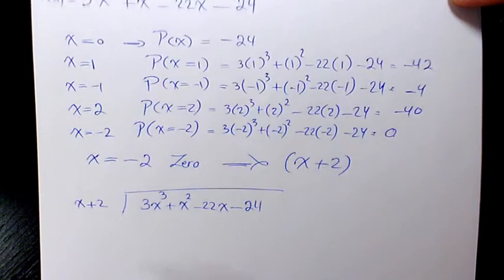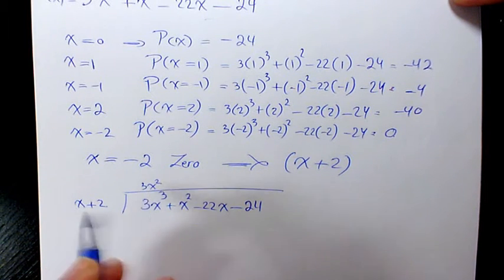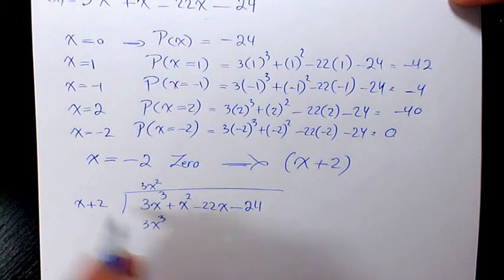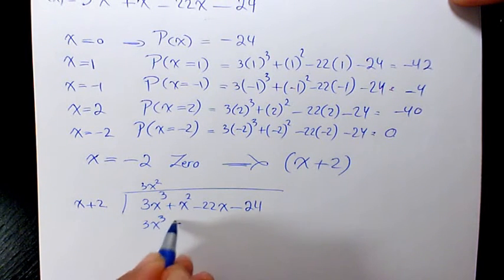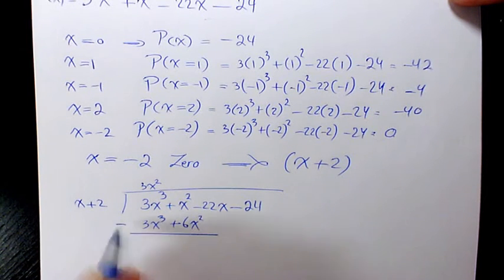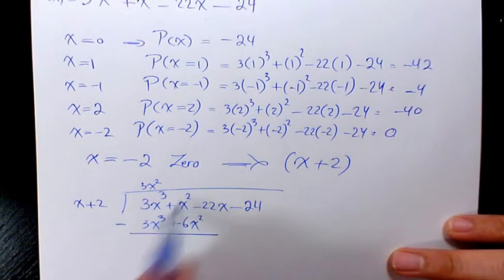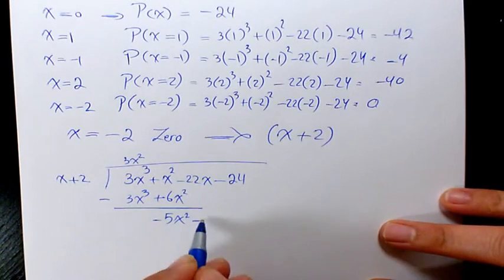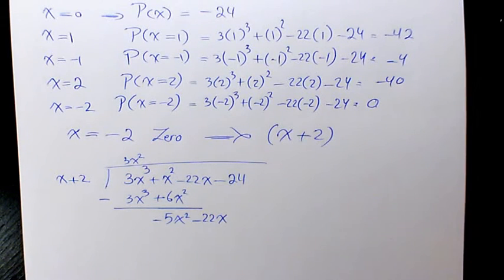3x cubed divided by x is going to be 3x squared. 3x squared times x is 3x cubed. 3x squared times 2 is going to be 6x squared. When you subtract, these two cancel out. x squared minus 6x squared is going to be negative 5x squared. You need to bring the next term down. I have solved many examples, and I'm going to leave links in the description below to videos regarding long division.